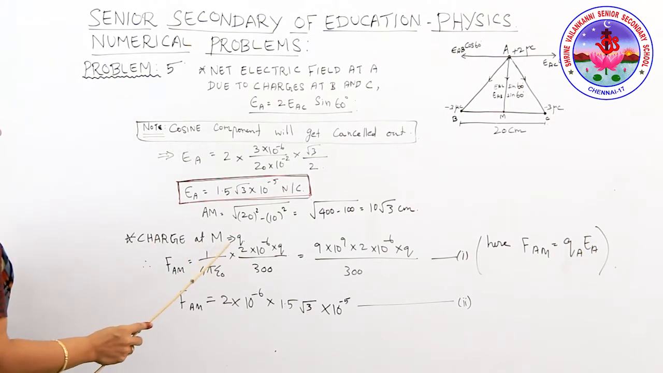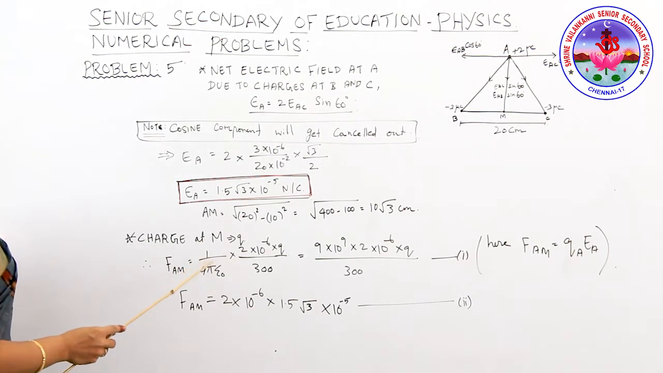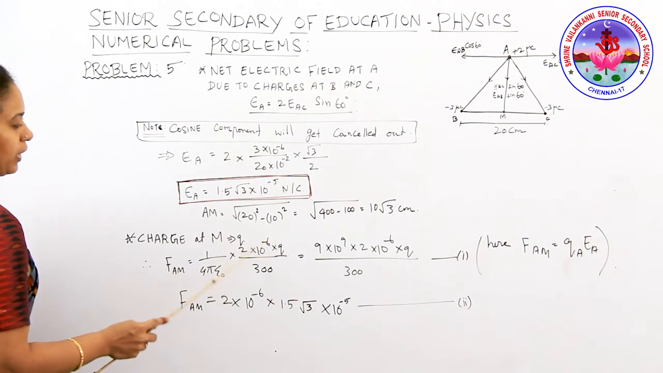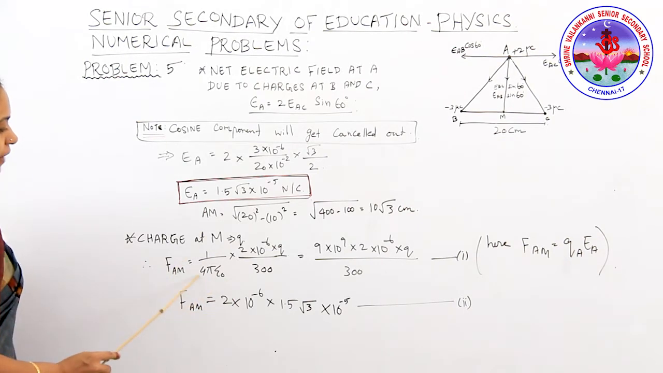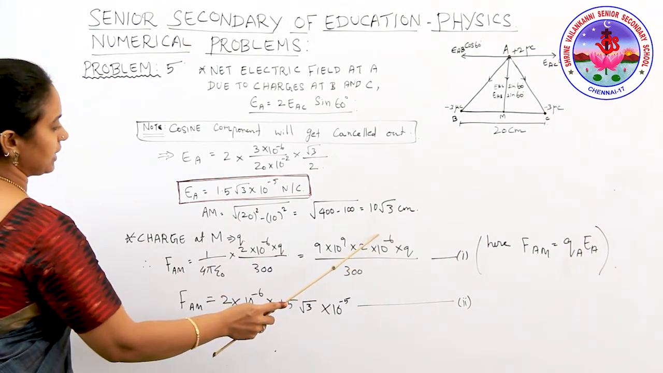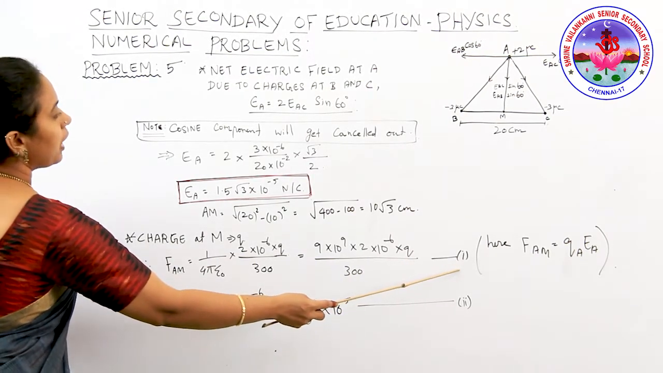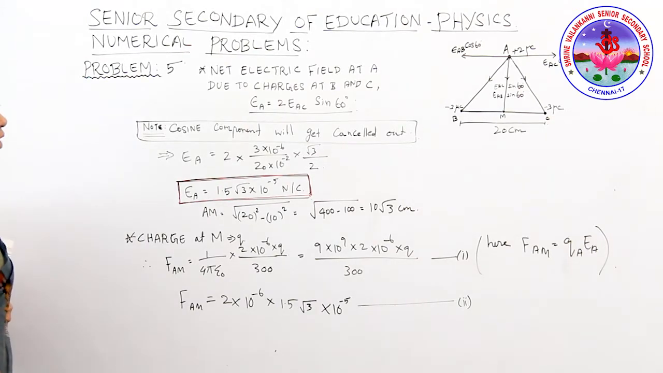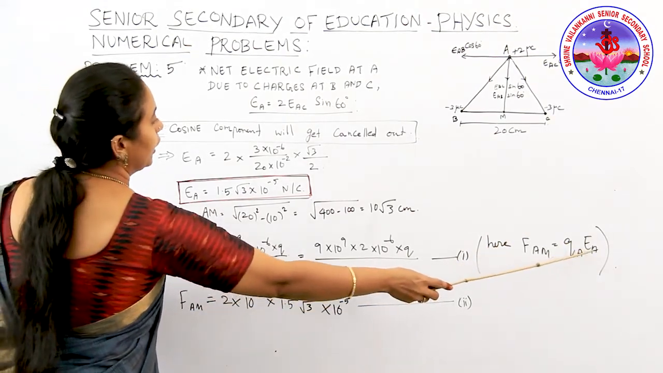So let the charge at M be Q. By applying the force FAM, which is equal to what is the formula? Yes, K Q1 Q2 by R square. So we got 1 by 4 pi epsilon naught, 2 into 10 power minus 6 is one charge, and another charge we have taken as Q, whole divided by 300. So 1 by 4 pi epsilon naught value is 9 into 10 power 9. So 2 into 10 power minus 6 into Q, whole divided by 300. This we have taken as the first equation. And we know very well that F is equal to QA into EA, that is nothing but the electrostatic field, which is equal to force per unit charge. From that we got the force equal to QA into EA, right?